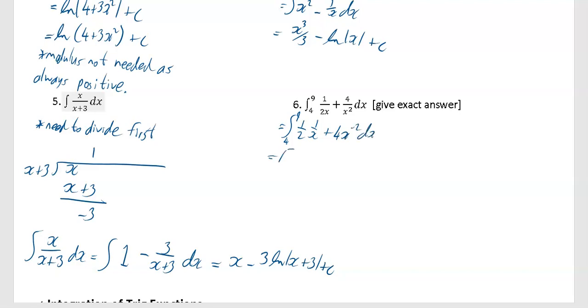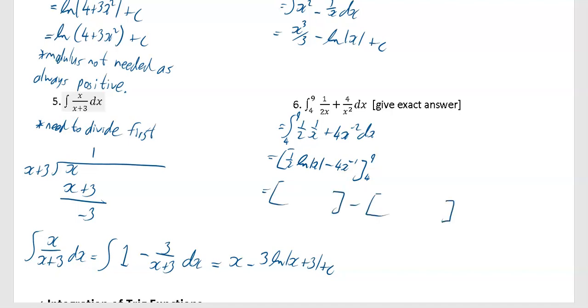So I'm going to use my square brackets from now on. 1 over x integrated just gives you ln of modulus of x. And you've got a half multiplying that, so that's a half ln of modulus of x. And then if you raise the power of this by 1, it'll go up to minus 1, and divide by the new power, you're going to have minus 4x to the minus 1. I'm just going to leave it as that for the time being. And then your limits are 9 and 4. So you're going to have 2 square brackets here.